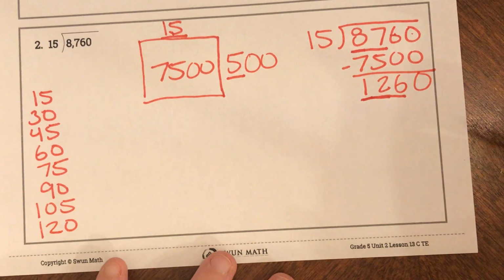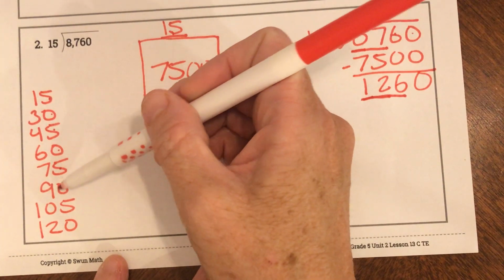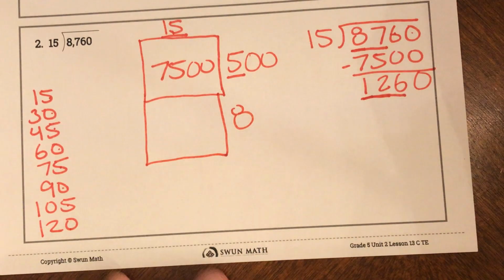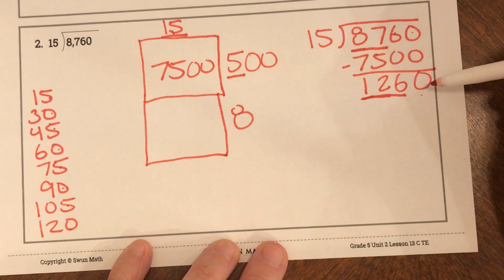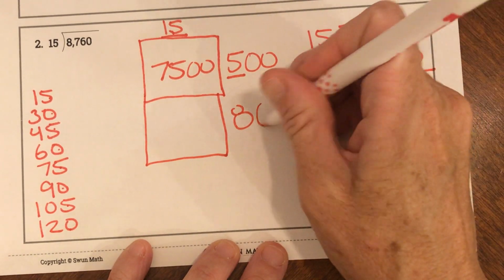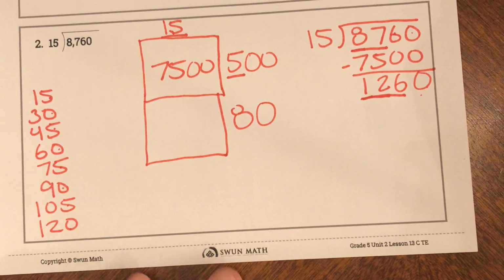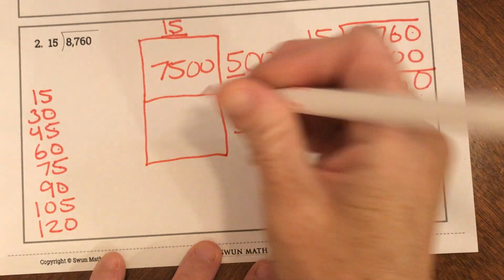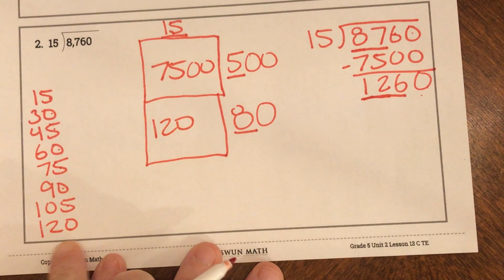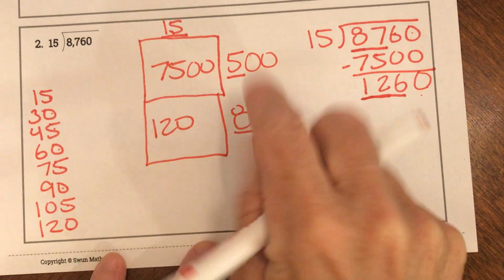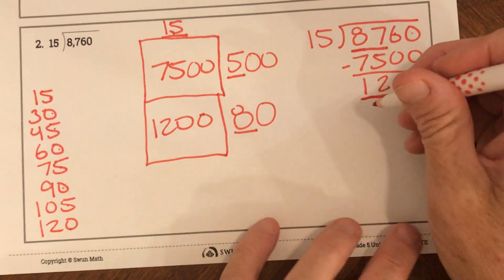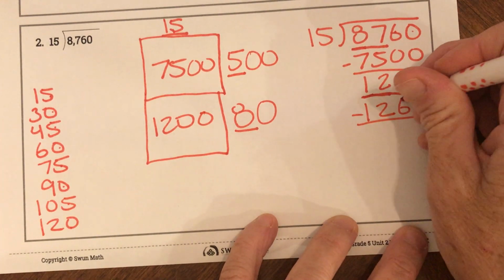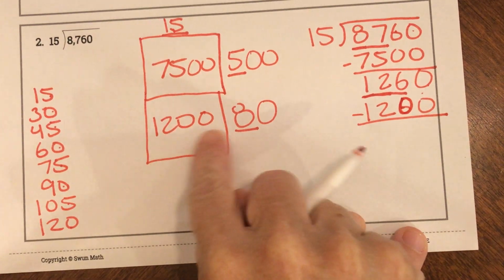So how many of those are there? 1, 2, 3, 4, 5, 6, 7, 8. It was 8 15s. But it's not going to be 8 because I have this digit over here. So it's really going to be 80. Okay, so I have my next partial quotient, 80. 15 times 8 was 120 because I got it here. And then I'm going to add 1 extra 0. So I get 1,200. I apologize, friends. It's right here.